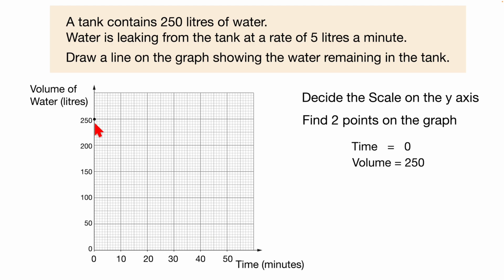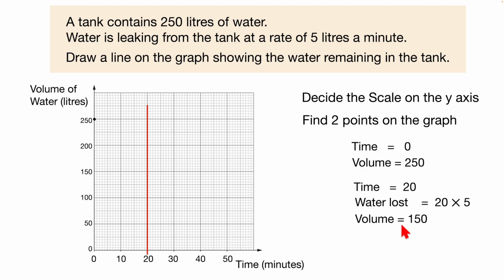Right. Next one's tricky. There's a number of things we can do. We can just think of a time in the future, and it's going to be somewhere along here, and work out how the volume has changed. So let's have a look. At time 20, what has happened? Well, we're going to be somewhere along that line, and the water lost is 20 times 5. We're losing 5 litres per minute. So that's 100. So 100 from 250, volume is 150. So 150 is there. Okay, we don't need that line anymore.